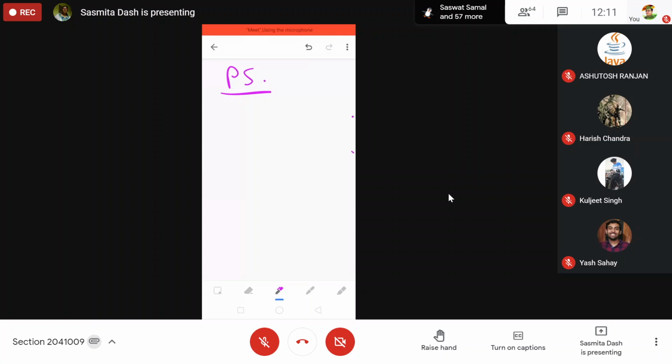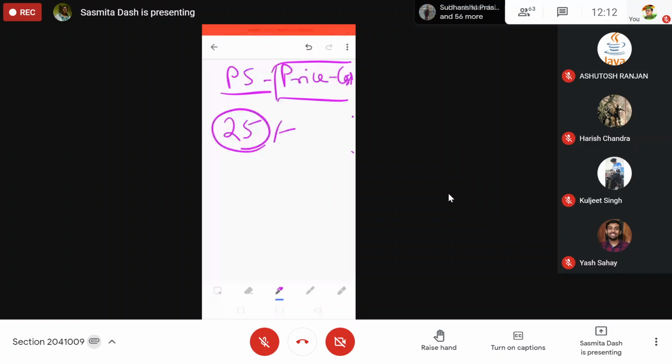Before that, let us discuss what producer surplus is and how we calculate it for each individual seller. Producer surplus is nothing but the market price of the commodity minus the cost of production, the cost of producing that good. Suppose the market price of one cup of ice cream is 25 rupees, the MRP.